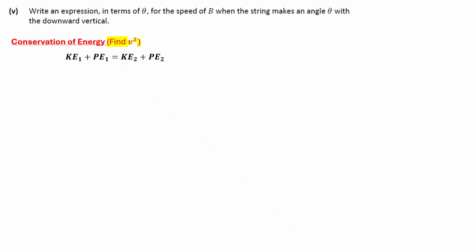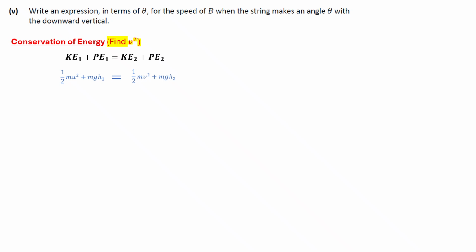So our kinetic energy plus potential energy at position 1 is equal to the kinetic energy plus potential energy at position 2. Position 1, remember, is when B is hanging vertically down, and position 2 is when it's at an angle theta to the downward vertical. So this breaks down to half mu squared plus mgh1 is equal to half mv squared plus mgh2.